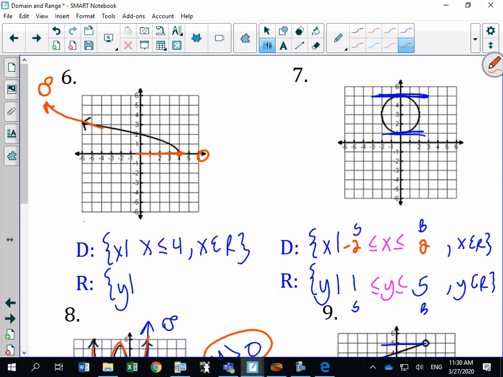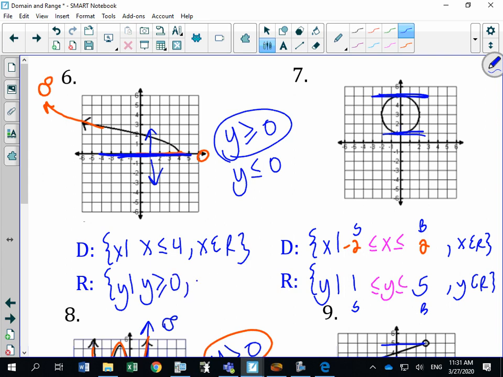So again, we have one number, and we have infinity. And we have to say to ourselves, because we're dealing with range, is my graph bigger than or equal to 0, or is my graph less than or equal to 0? So this is 0, right? Because we're dealing with range. This is greater than 0, this is less than 0. My y values on my graph are greater than 0.